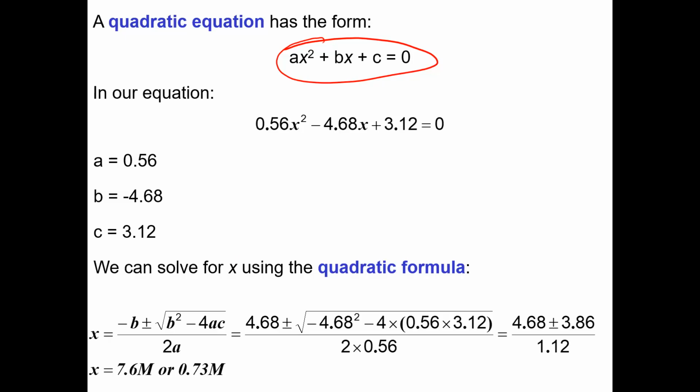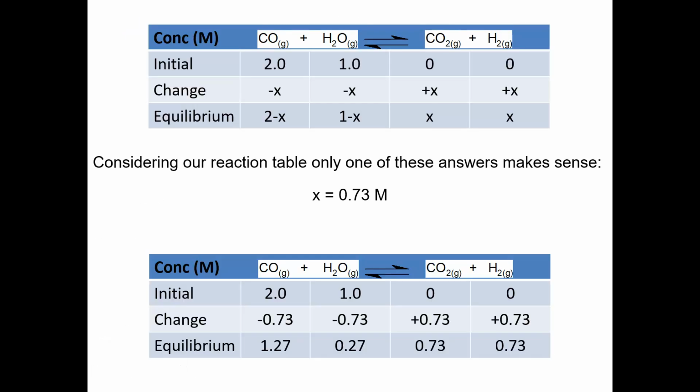So x is equal to minus b plus or minus the square root of b squared minus 4ac over 2a. It takes a little while to grind through this, but eventually we find that x is either equal to 7.6 moles per litre or 0.73 moles per litre. So which one is it?